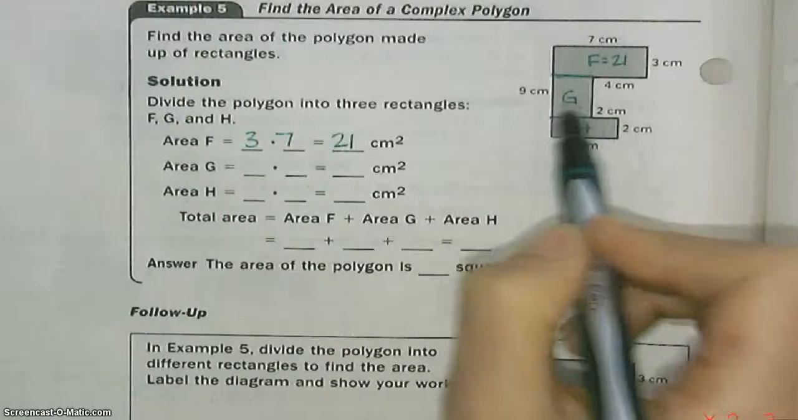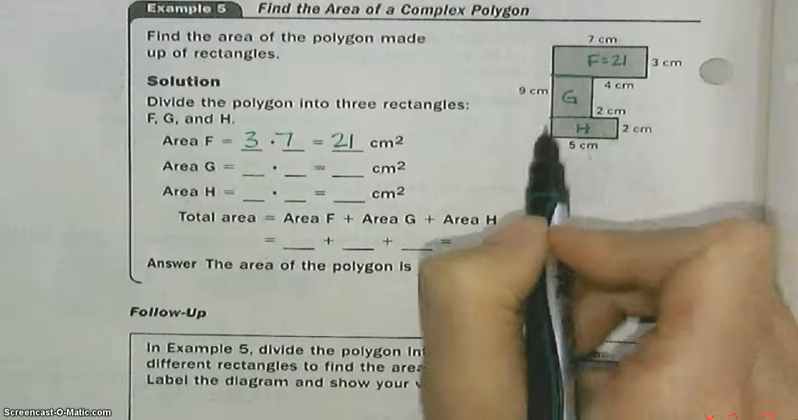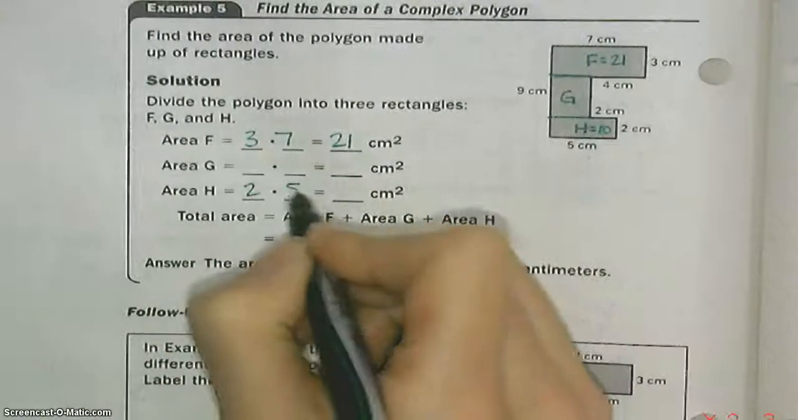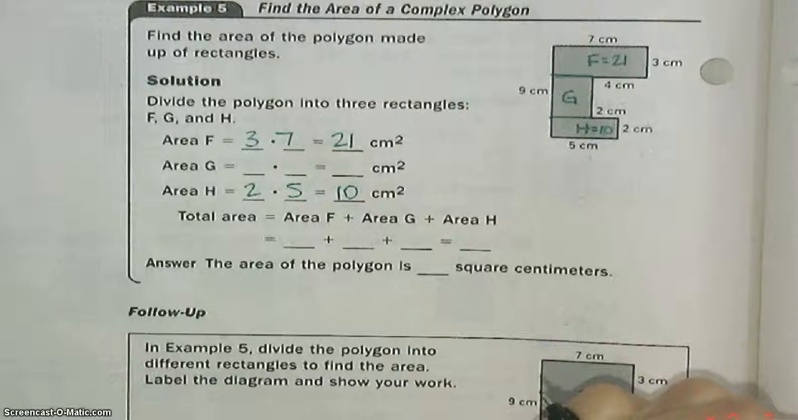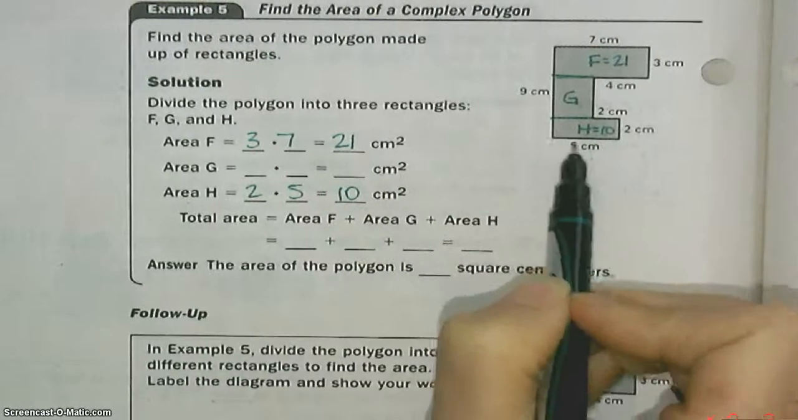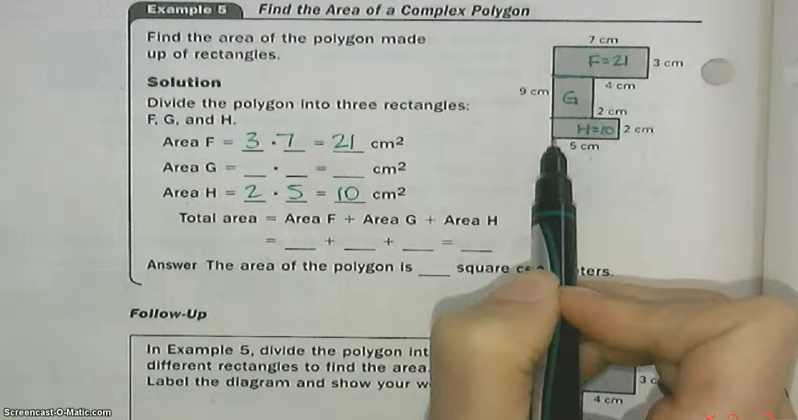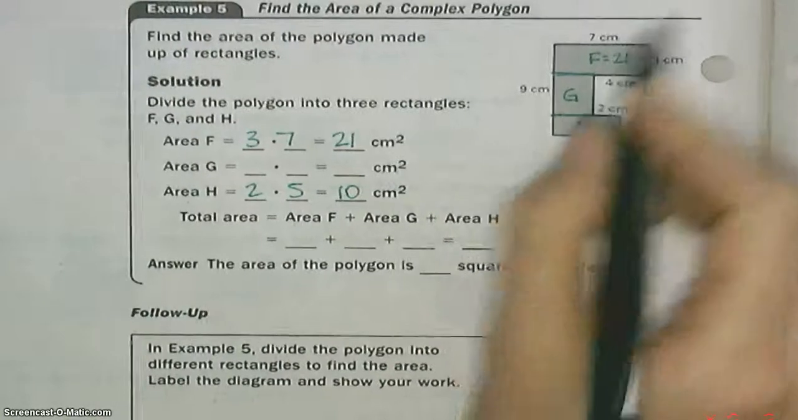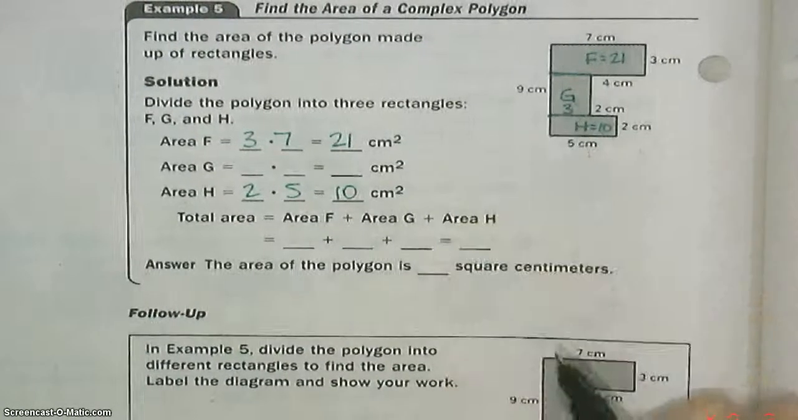This one looks a little bit complicated. We'll come back to that. Look at this one down here, it is a 2 by 5. 2 by 5 is 10. So now G, what are the dimensions of G? Well, if you look here, this whole thing is 5, which means this whole thing is 5. If this is 2, that must mean I need 3 more.